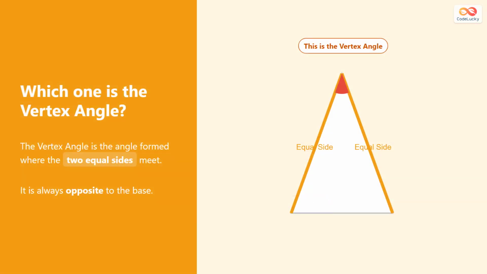It is important to correctly identify the vertex angle. The vertex angle is always the angle formed where the two equal legs meet. It sits opposite to the base. Unlike the base angles, which are always equal to each other, the vertex angle is unique.